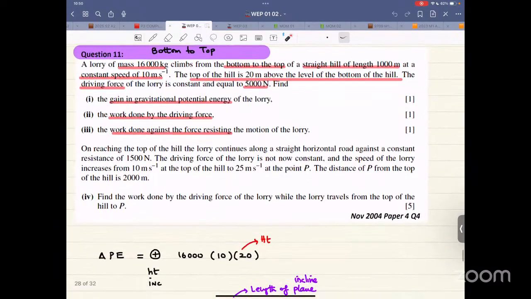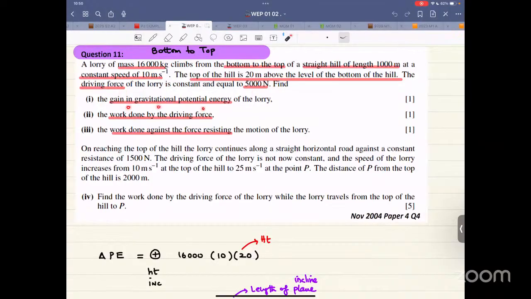Now let's look at this question. When you read a question, always make a habit of underlining things on the sidelines. So over here, that's the mass of the lorry. It climbs from bottom to top, a straight hill of incline 1000 meters, at constant speed. The top of the hill is 20 meters above the level of the bottom. So that is 20 like this, and this is 1000 like this. And then it says the driving force is constant.